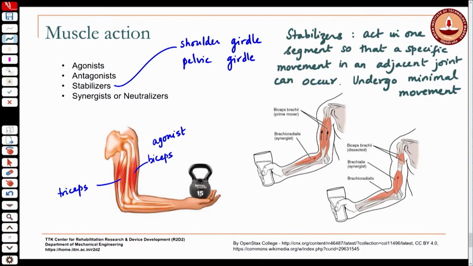Then the fourth kind are what are known as the synergists or the neutralizers. And the function of these, as the name suggests, neutralizer, is to eliminate an undesired joint action.